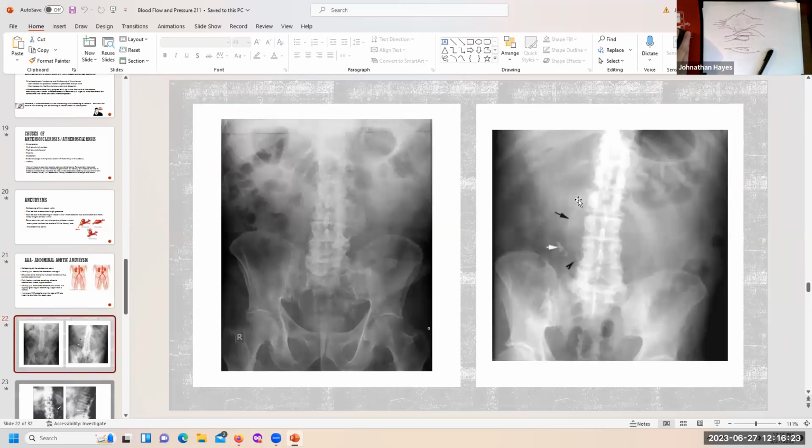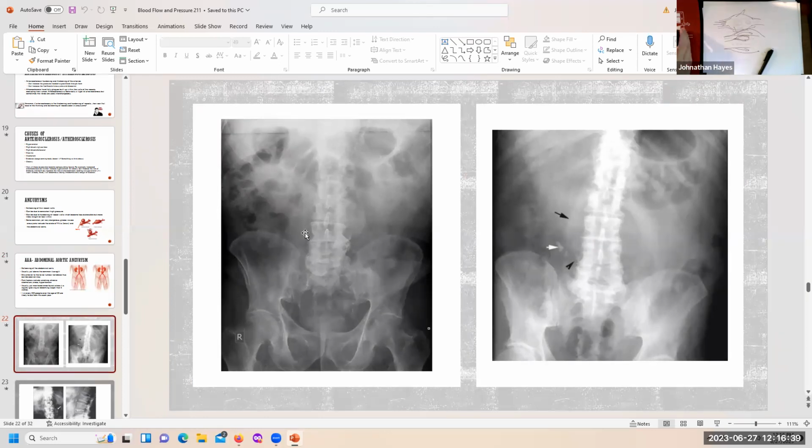You can see them on an x-ray, which is nice. So here you can actually see the abdominal aorta kind of poking out. You can see it over here as well. Right here, it's kind of oblong shaped. Here you can see the walls of it right there.